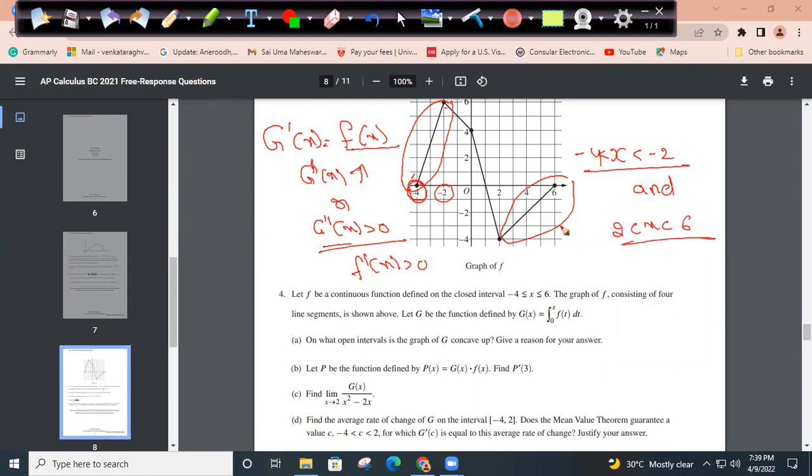We know g dash of x is f of x, or g double dash x is f dash x. We know the function is concave up when g double dash x is greater than 0, means f dash x is positive. So f dash x is positive means slope is positive. So clearly the slope is positive from -4 to -2 and 2 to 6. So in these intervals, the function is concave up.